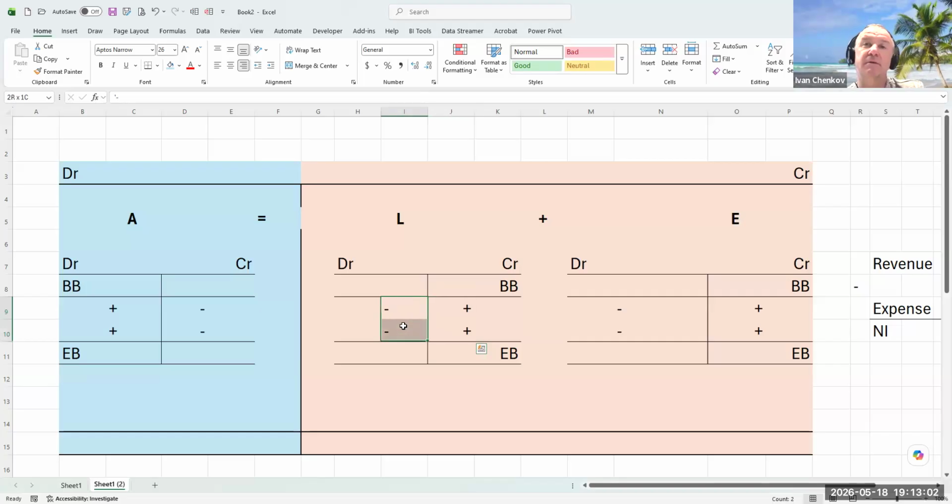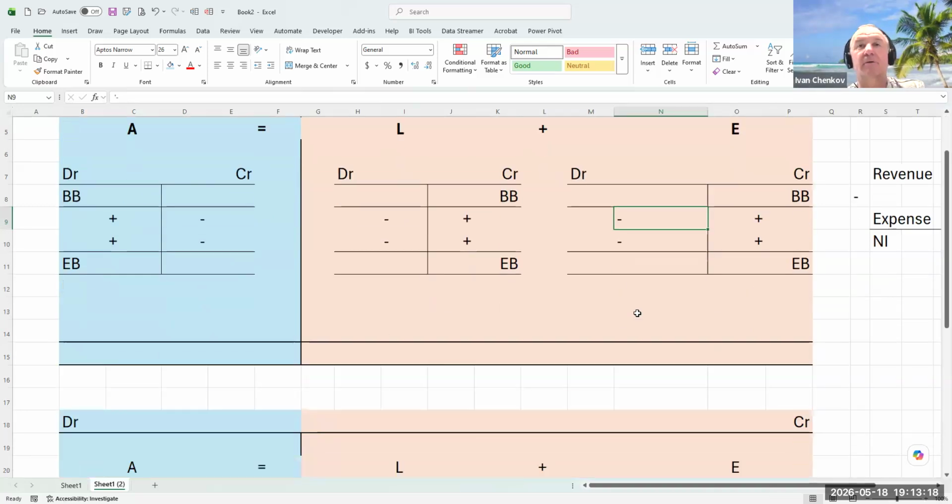And if you want to decrease the liability, you have to put it on the debit side. For equity, it's the same thing. If you want to increase the equity, you have to put it on the credit side. If you want to reduce the equity, you have to put it on the debit side. That's how this works.